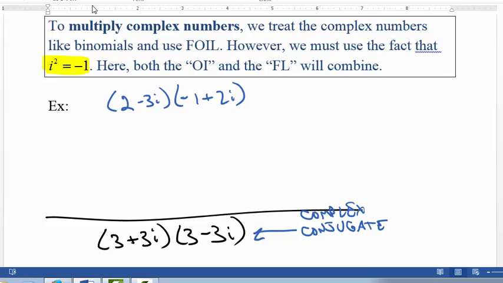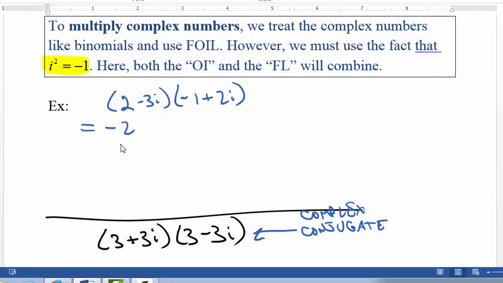All right, now multiplication is a little bit more complicated because, yes, it's going to be like a FOIL problem, but there's a little bit more to it. All right, so you start off just like it's a FOIL problem where you say, all right, well, 2 minus 3i times -1 plus 2i. I do F, which is 2 times -1, so I get -2.